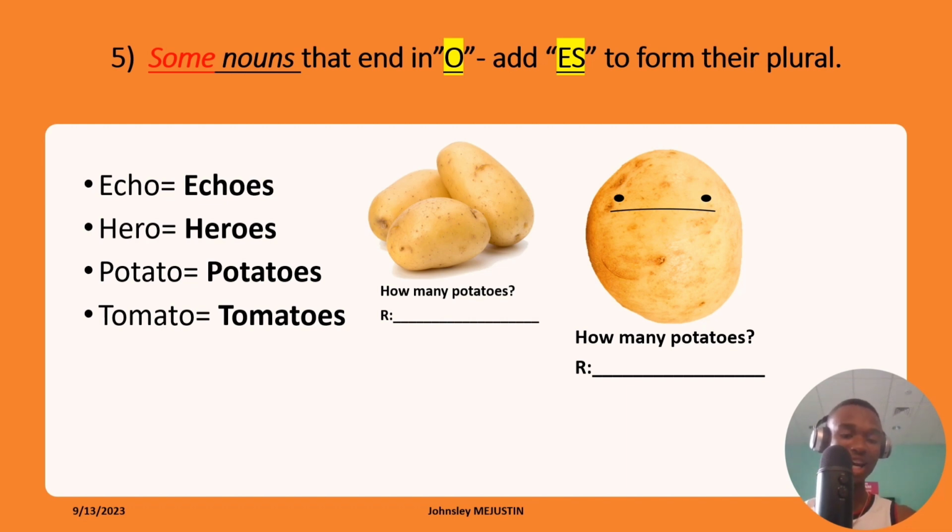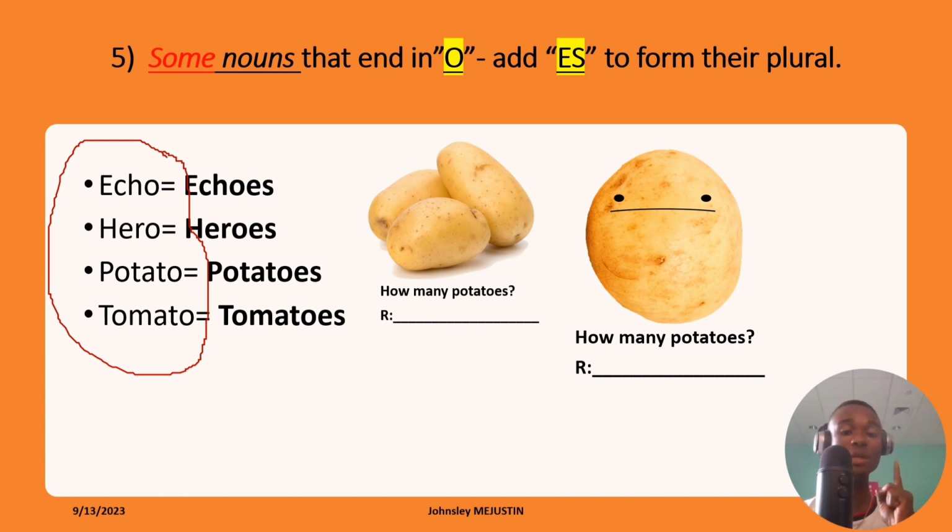So echo is echoes. Echo, echoes. Hero, heroes. Do you know what we call a female hero? It's a heroine. So potato, potatoes. Tomato, tomatoes. So these words right here, you add es to them to have the plural. So this is the general rule: most nouns that end in O, you add es.